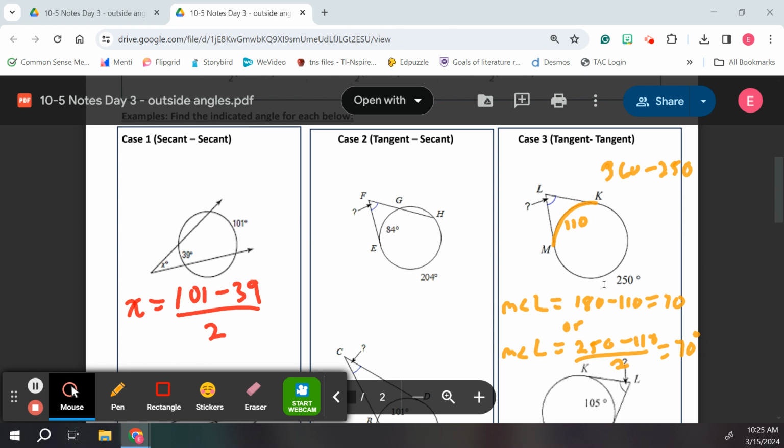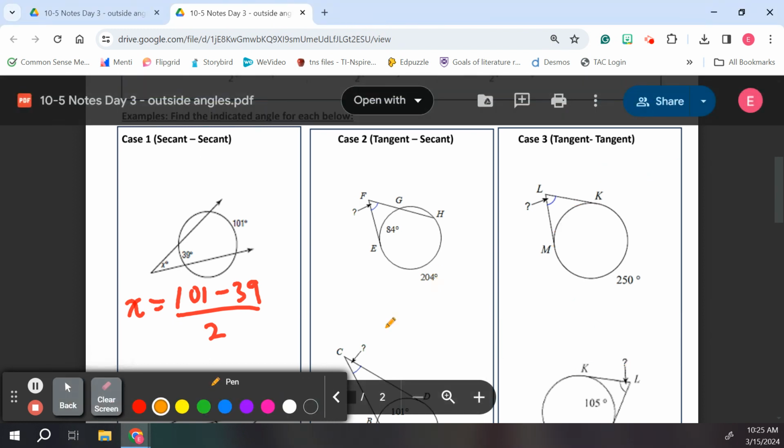All right, everybody still writing this down? Okay, just clear the screen.